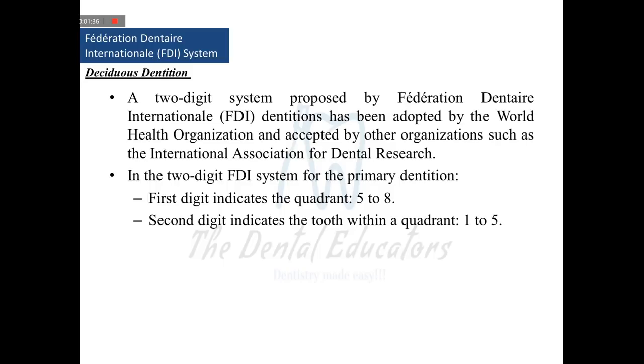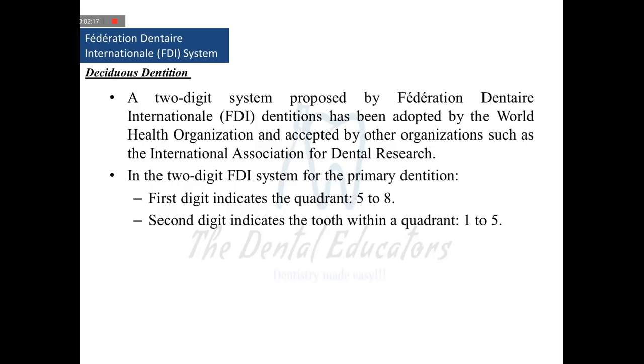So what does the two-digit system represent? In the two-digit system, the first digit indicates the quadrant, whereas the second digit indicates the tooth number in the quadrant. In the deciduous dentition, as we already know, we have five teeth in each quadrant, counted from 1 to 5. We count all of the teeth from 1 to 5 in each quadrant, from the midline towards the distal aspect, that is from the central incisor to the second deciduous molar.